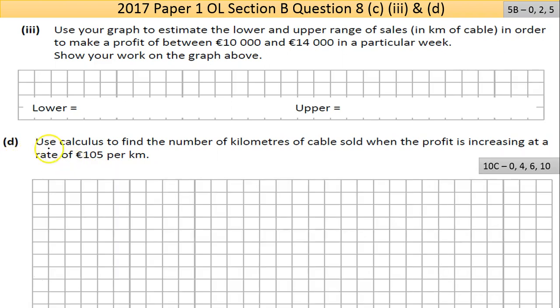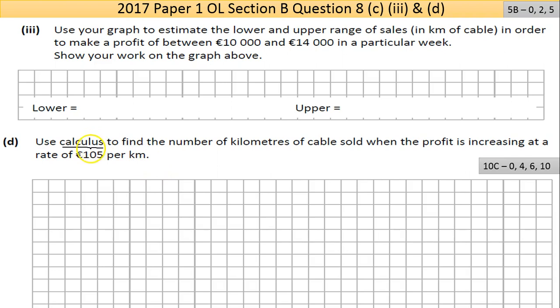So the part D here, I'll go back and just read the question. Now part D, part 3 there was a 5B, part D here is a 10C. So you use calculus. Now calculus is another word for integration, differentiation. Actually, calculus is another word for integration, but it's not something that's on the past course. But just as an aside, integration would be the reverse of differentiation. As I've said before, everything in maths must be reversible. So if you have a process of differentiation that changes something into a different equation or function, well then you must have a way of reversing that. And that reversal method is called integration. But again, it's not something on the Leaving Cert course. So this is really saying use differentiation to find the number of kilometers of cable sold when the profit is increasing at a rate of 105 euro per kilometer of cable produced.